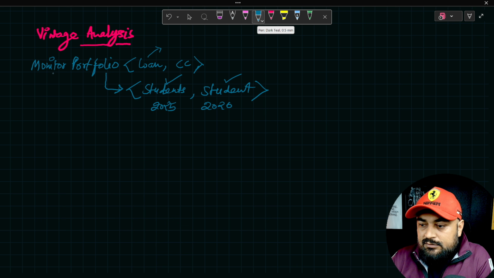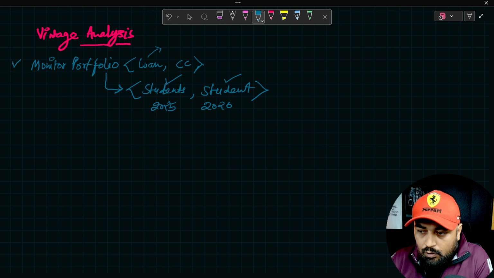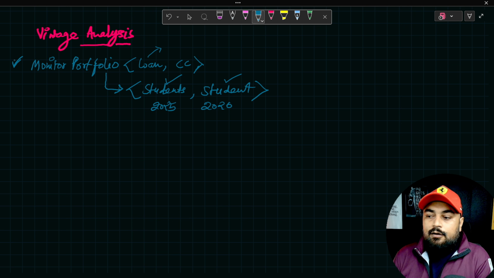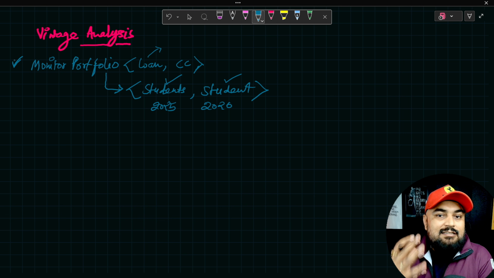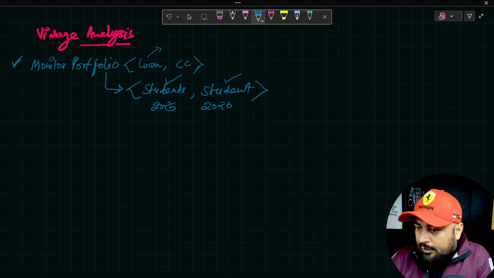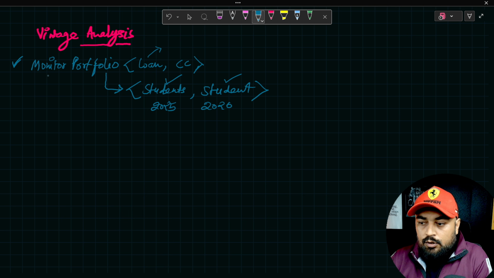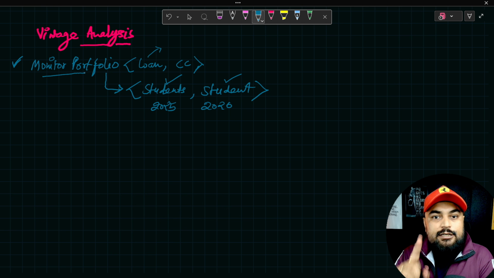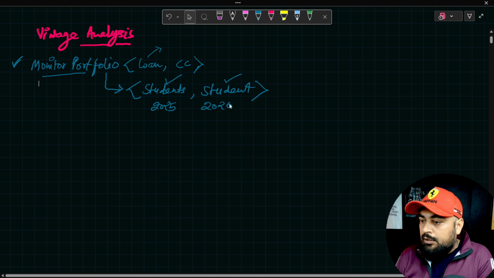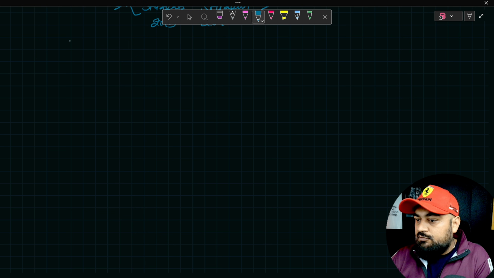Now, vintage analysis always talks about the monitoring of a portfolio. Okay. And why do we do that? Because we want to understand that if there is anything changing in the data, or any operational change, any business change, how exactly does it impact us. Okay. Now, let's take an example. So, monitoring a portfolio is something you need to remember. Why do we do vintage analysis? To monitor any portfolio. Now, let's take one easy example.